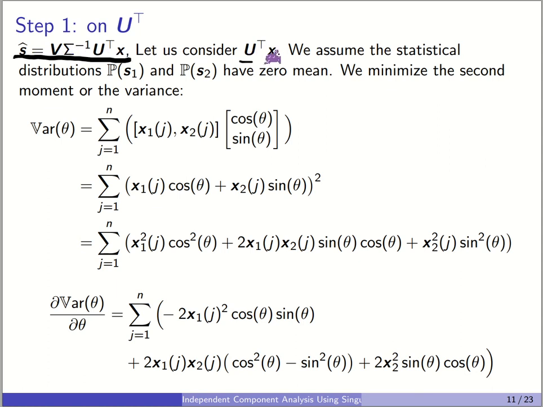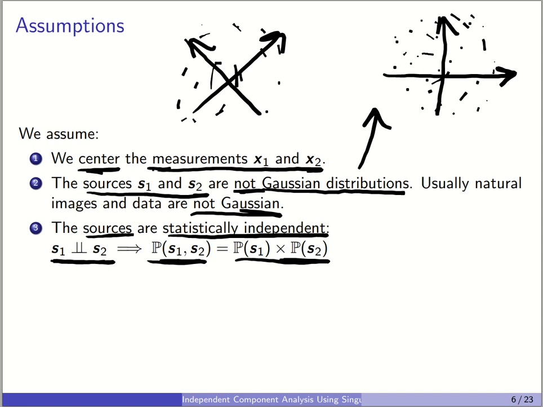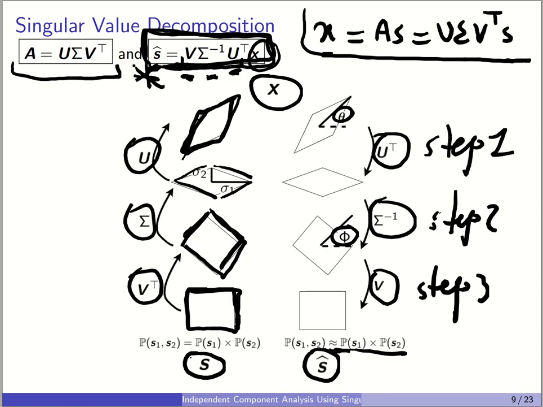So we are considering first U transpose X. Do you remember we assumed that S1 and S2 have 0 mean? Where did we make this assumption? In slide 6, item 1. We center the measurements x1 and x2. So we have this.